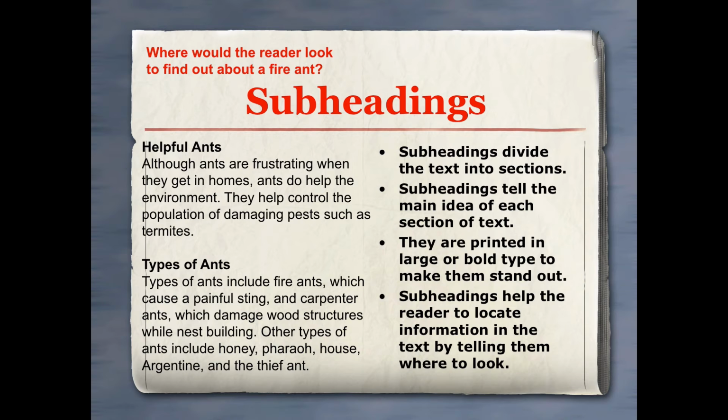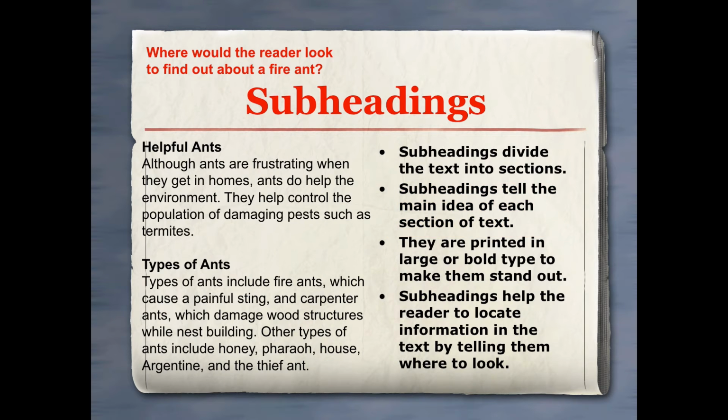Now I really like this text feature. Subheadings are great because they are a quick way to find more specific information. Now usually you would find this within a section. Let's think of a textbook, like a chapter might have these subheadings. And what subheadings do is they divide the text into sections, and they kind of tell the main idea of that section of the text.